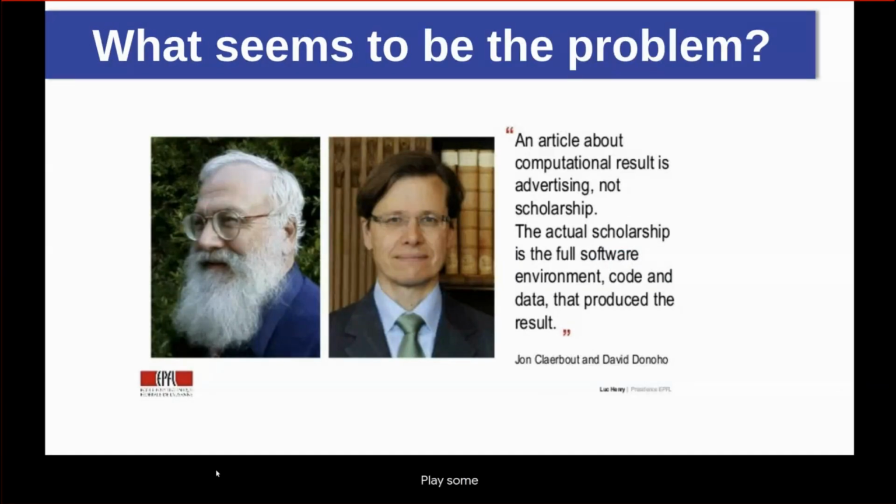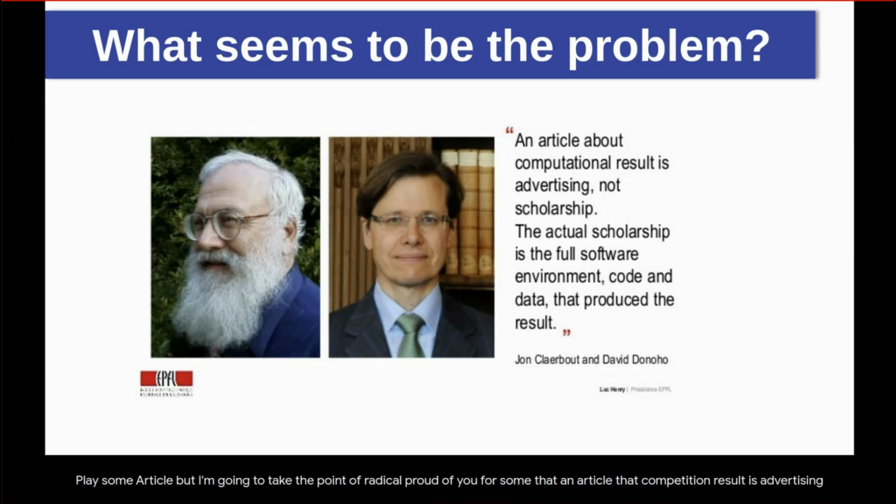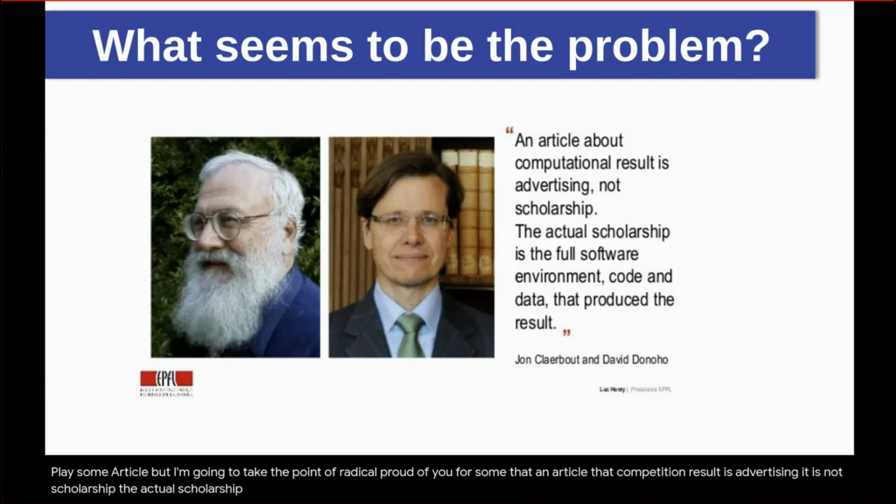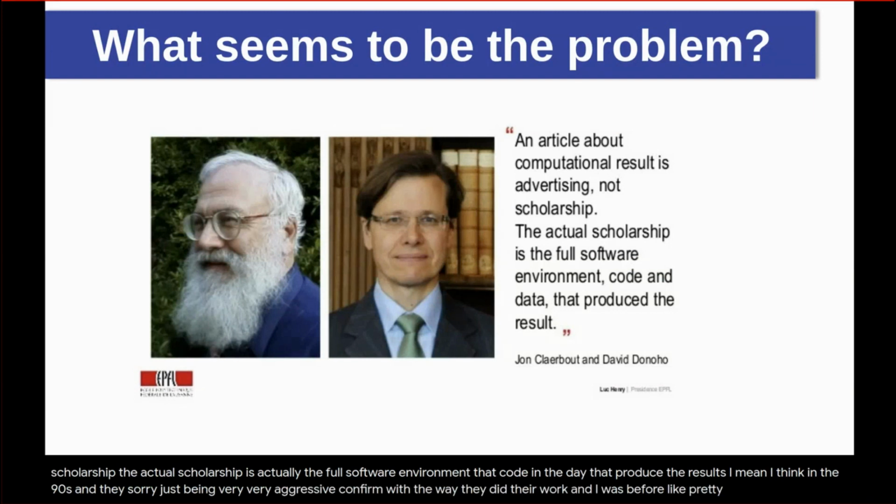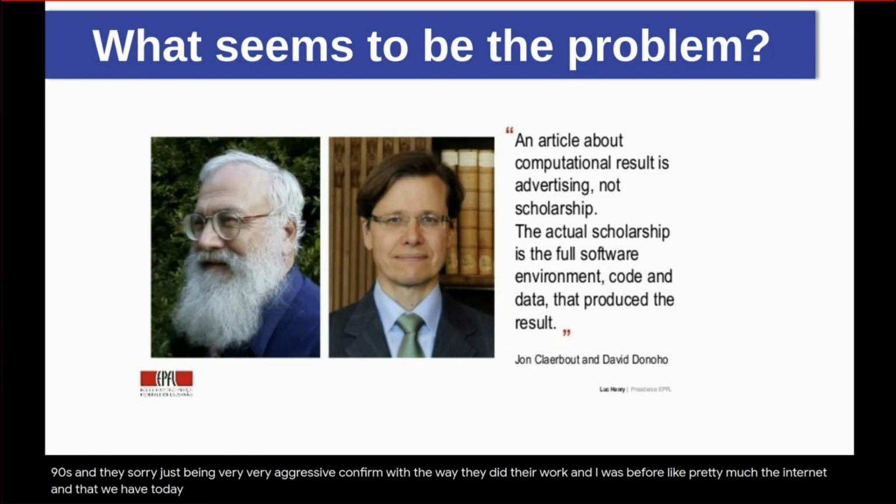Okay, so what seems to be the problem? You publish an article, but I'm going to take a pretty radical point of view for some: that an article about a computational result is advertising. It is not scholarship. The actual scholarship is the full software environment, the code and the data that produce the results. Claerbout and Donoho took that point of view in the 90s, and they started being very aggressively transparent with the way they did their work. That was before the internet we have today. It was clearly harder to do back then, clearly easier today, but still we're not quite there yet.